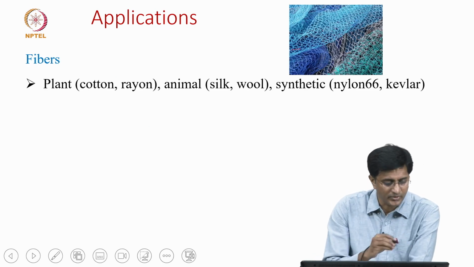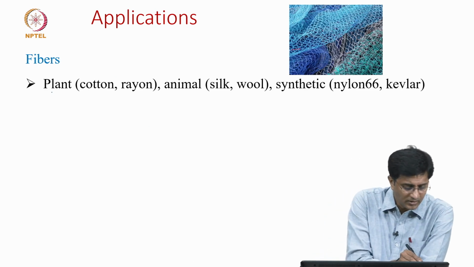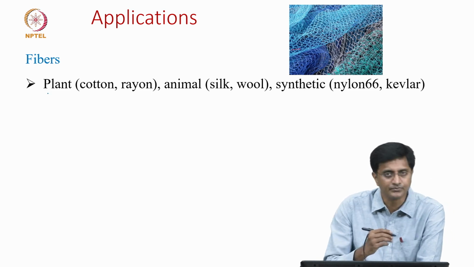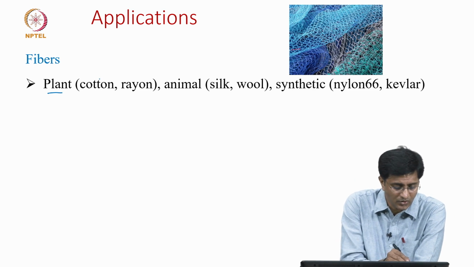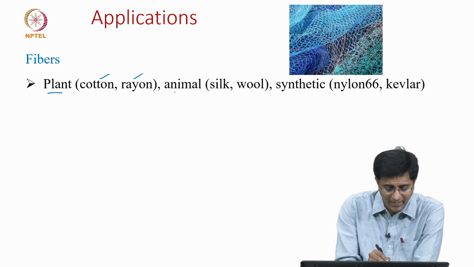Having looked at both advantages and disadvantages of polymers, now let us look at their applications. We will start with fibers. Fibers, as I mentioned, we get from different sources. From plants we get cotton and rayon, and from animals we get silk and wool.